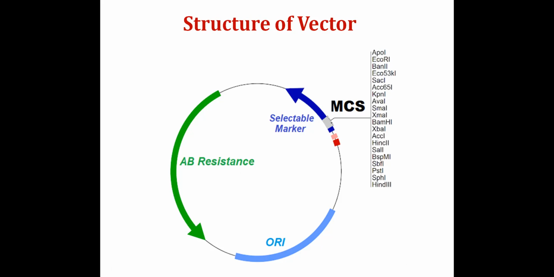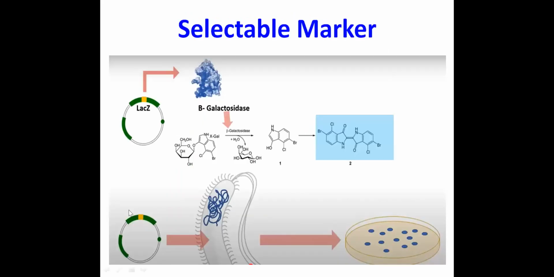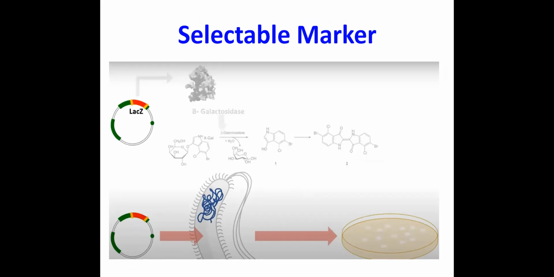Because there is no interruption and no gene of interest inserted, when it is transformed into the bacteria, blue colonies will form. Why? Because your selectable gene is not interrupted. There is no gene inserted at this position, so the beta galactosidase enzyme is produced. This beta galactosidase converts X-gal into the blue color compound, and you will get colonies which are blue in color. In the next step, what happens?